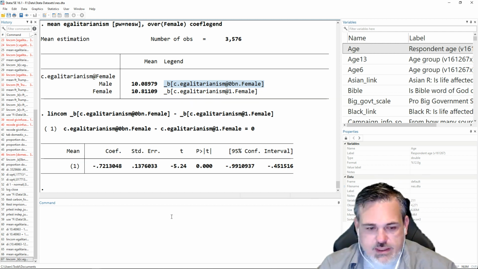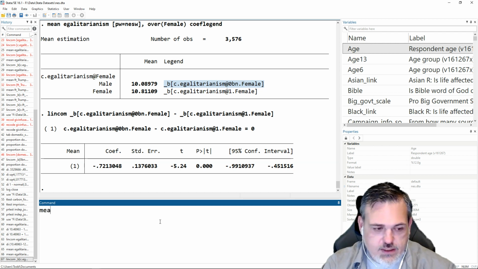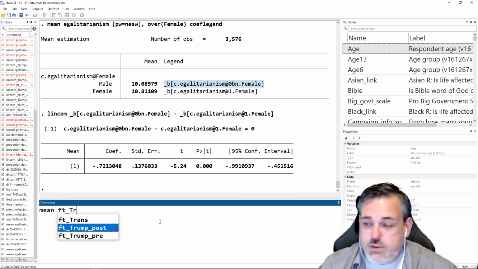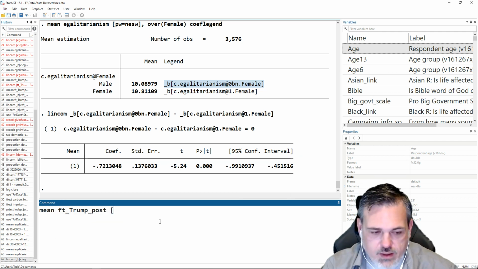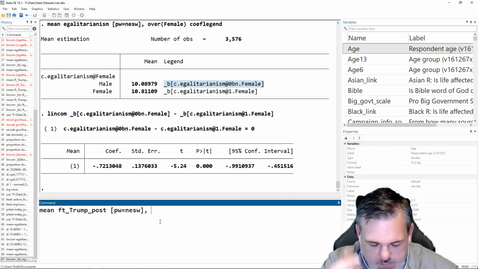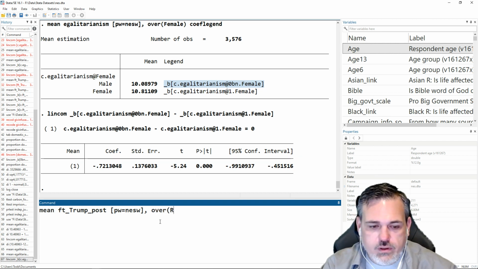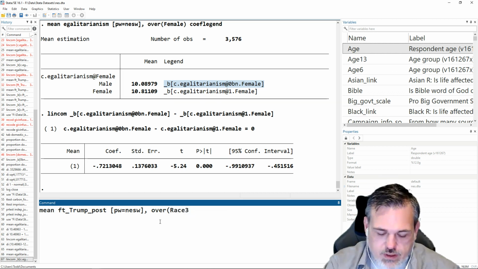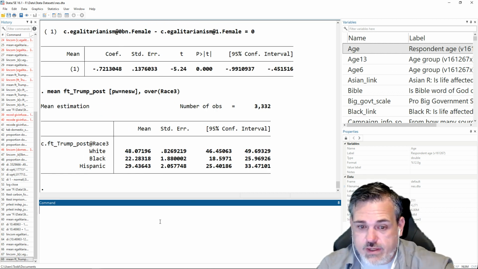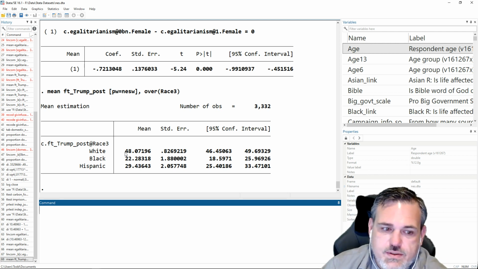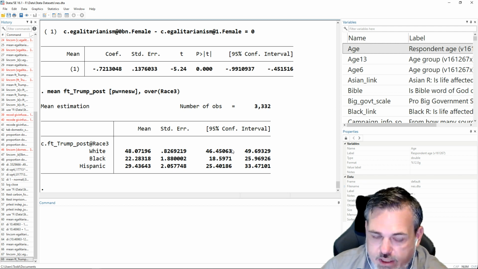So the next example that the book gives us is this one, in which we examine whether the feeling thermometer score for Trump is different across three races, particularly. So the output is going to give us the breakdown over race 3 for each of these.